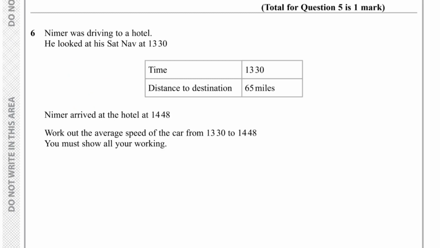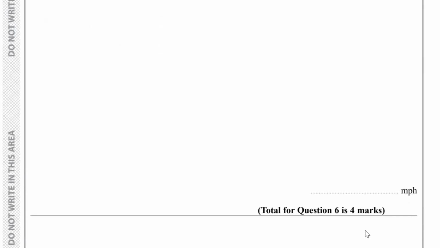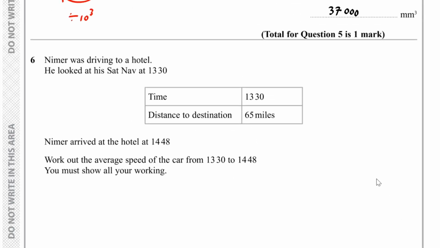Question number 6. Nimmer was driving to a hotel. He looked at his sat-nav at 13:30, and we've got this table over here. So he looks at his sat-nav at 13:30, and the distance to destination is 65 miles. And Nimmer arrived at the hotel at 14:48. We have to work out the average speed of the car from 13:30 to 14:48. You must show all your working. And if you pay attention to the units, we've got miles per hour.